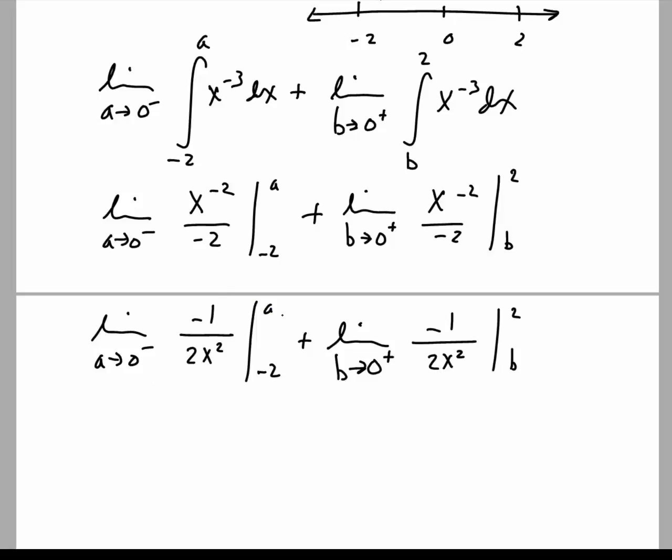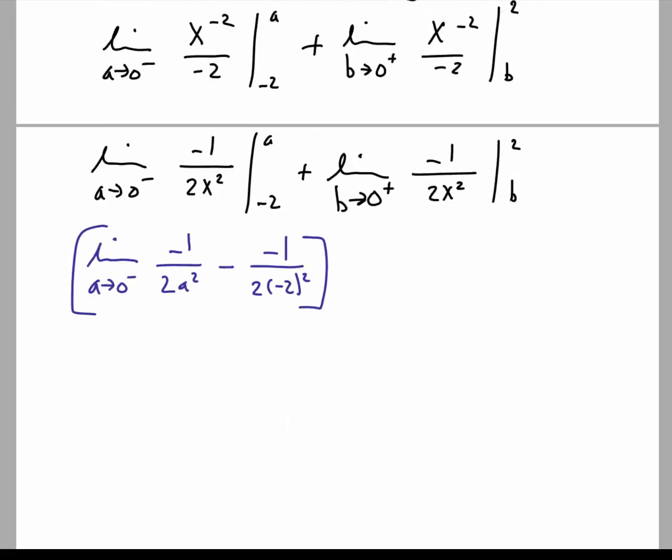So for this first one, I'm always going to plug in my upper first. So as a approaches 0 from the left of negative 1 over 2a squared, and then here I'll have minus my lower, which would be minus a negative 1 over 2 times negative 2 quantity squared. So this is my first one. I'm going to work through this before I pick up my b over here.